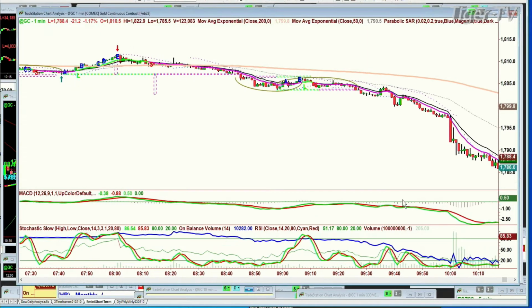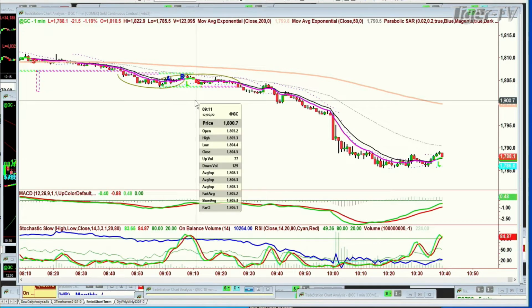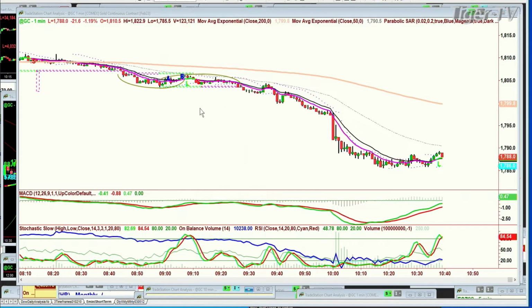And now gold is down much further. And look, the pink 9-period moving average has been pink since it broke down right there at 9/11 this morning at 1804. And here we are at 1787. And I talk about a 2-click day. Gold could have had a 2-click day.